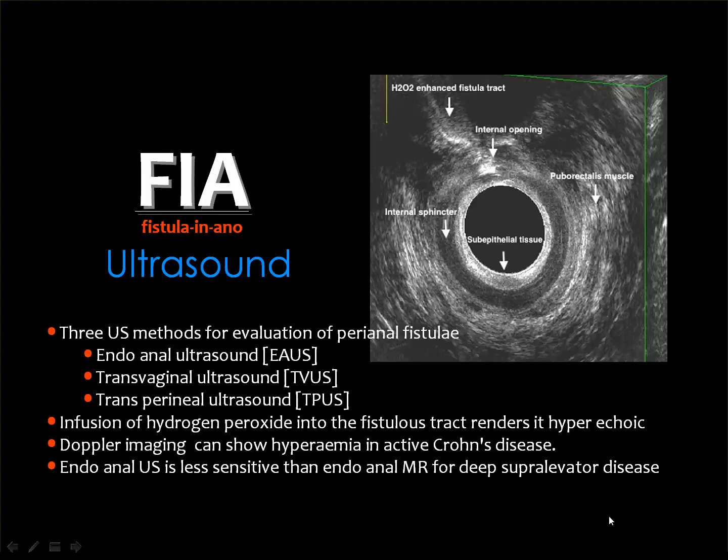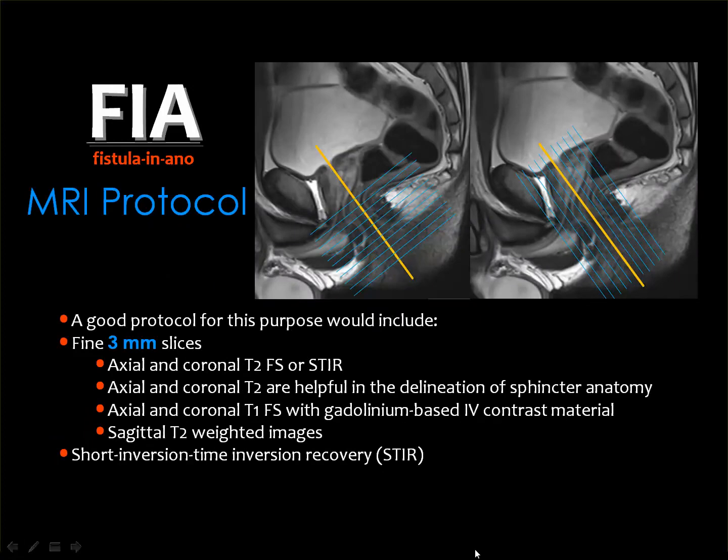Also, the Doppler facility of ultrasound may demonstrate hyperemia of the active fistulae, which is also demonstrated if you inject contrast material on MRI. Then, endoanal ultrasound is less sensitive than endoanal MRI, especially for deep supralevator disease. Then I have mentioned before how to examine the anal canal by MRI, and this is the suggested protocol for evaluation of a suspected anal fistula.